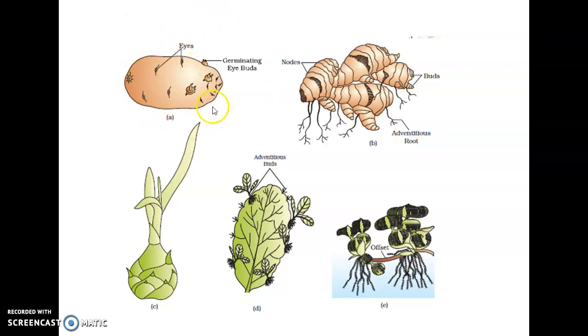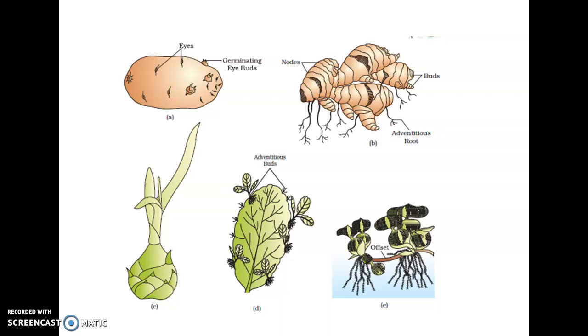So analyze this picture, children. What is this? This is a potato. You can see the eyes. These are known as the eyes of potato, and here you can see germinating eye buds. So the eyes of potato are the vegetative propagules. Clear? And observe this, children. What is this? Yes, this is ginger. Here you can see rhizomes. So these rhizomes are the vegetative propagules of ginger.